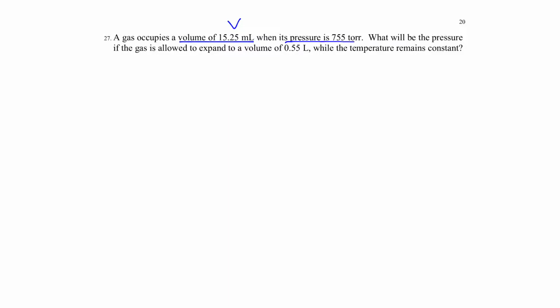We also have a pressure. It's in torr, but torr is still a pressure unit. And then it asks, what would the pressure be if the gas is allowed to expand to this new volume? It says the temperature remains constant. If the temperature remains constant, it means it's not really part of the equation, so we don't need to worry about it. So we're looking for an equation that involves two volumes and two pressures. There's only one formula that has that. It is Boyle's law. P1V1 equals P2V2.